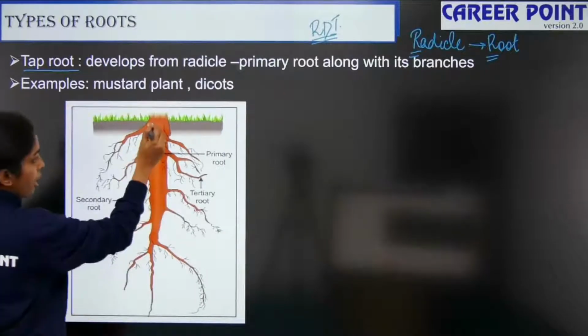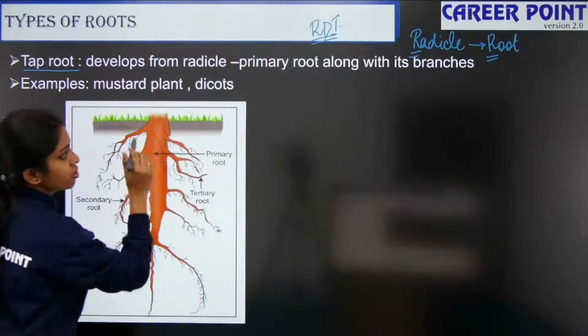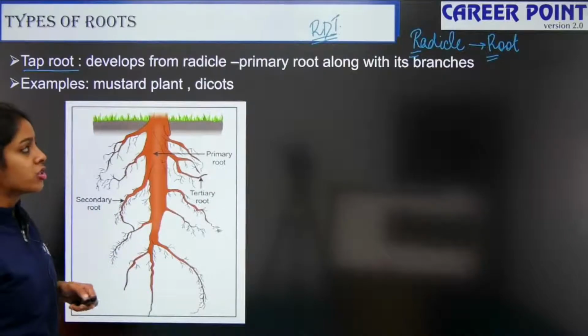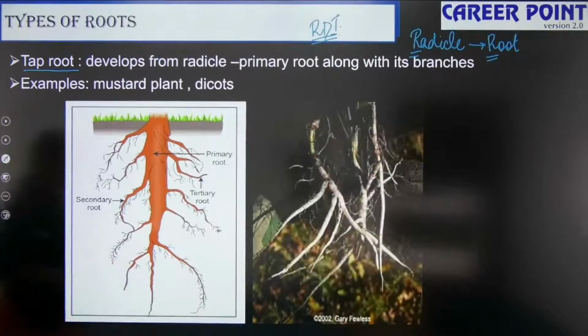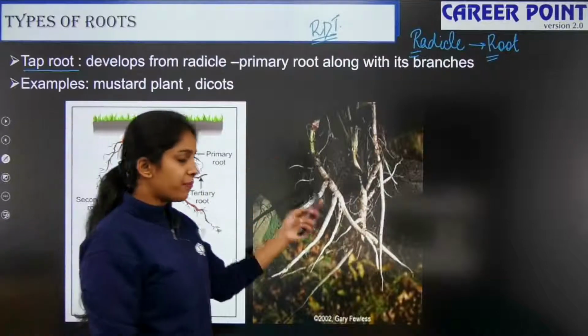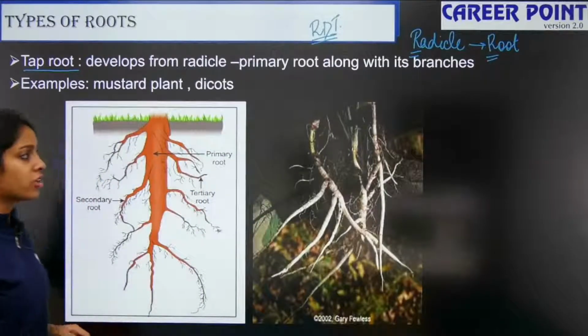This is the primary root along with its branches. This is called a taproot system. The taproot system is more common in dicot plants. This is the figure, and this is the original root depicting your taproot system.